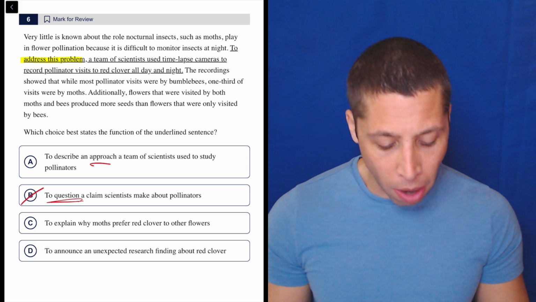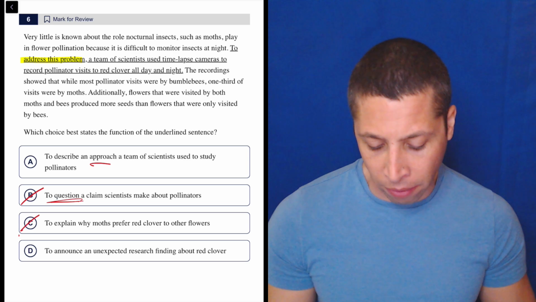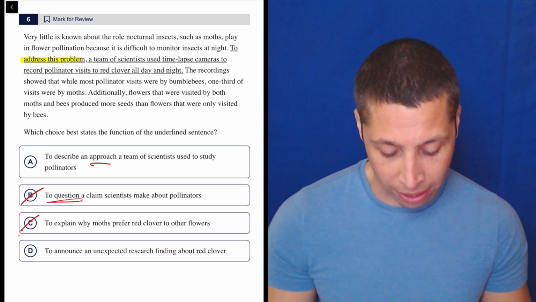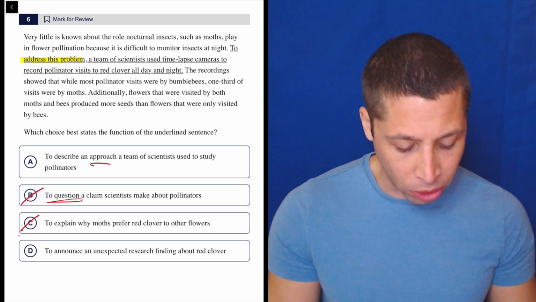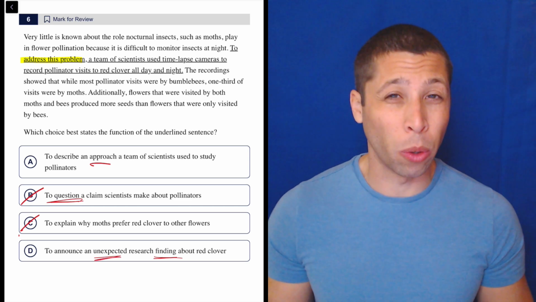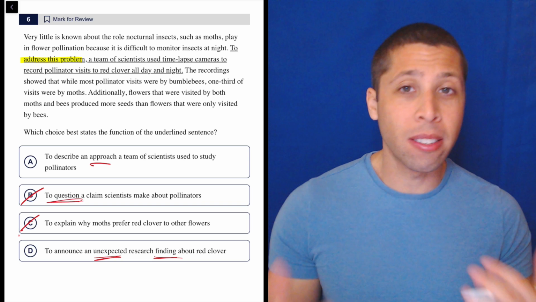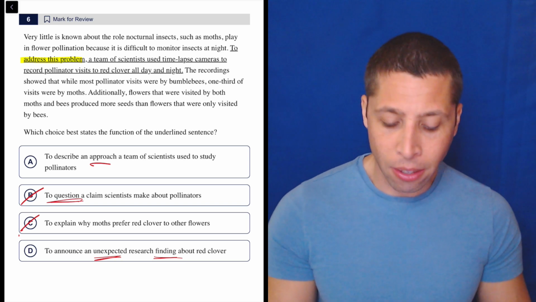C, to explain why moths prefer red clover to other flowers. No, that comes later. And I don't even know if we ever answer that question. So that's just not there. D, to announce an unexpected research finding about red clover. Well, no, there's no finding. And unexpected is a very strong word. Is something surprising? Well, again, maybe later they talk about those things, but in this underlined portion, they're not getting into any findings at all.